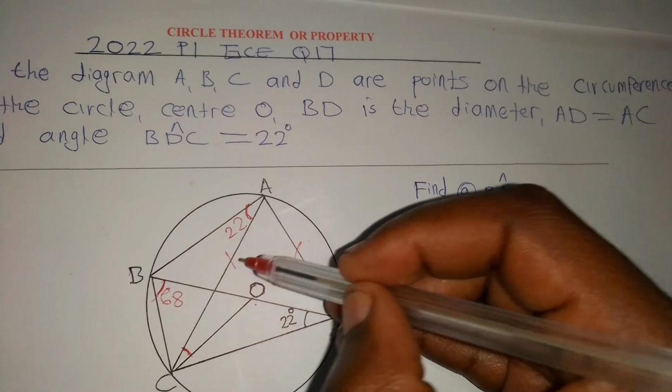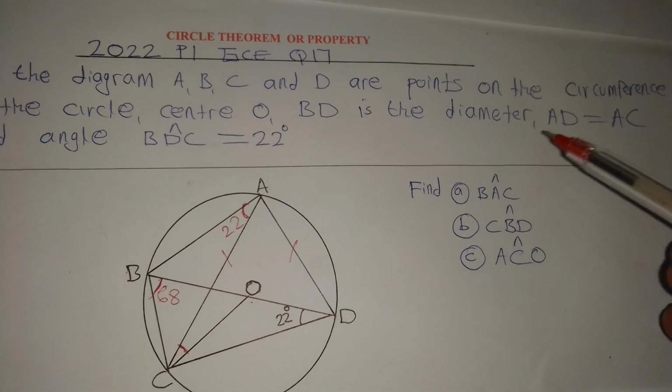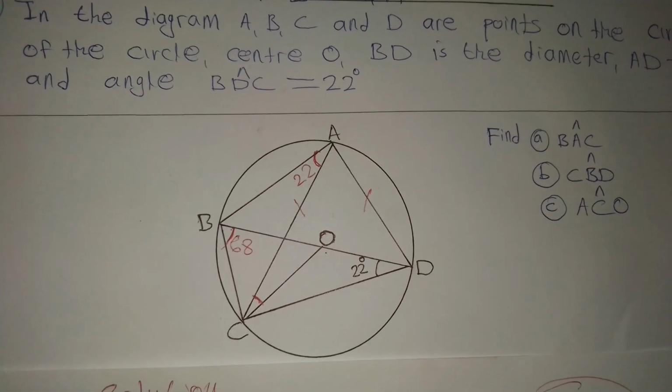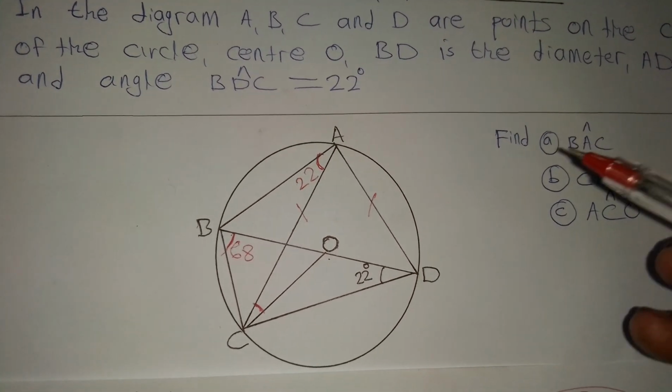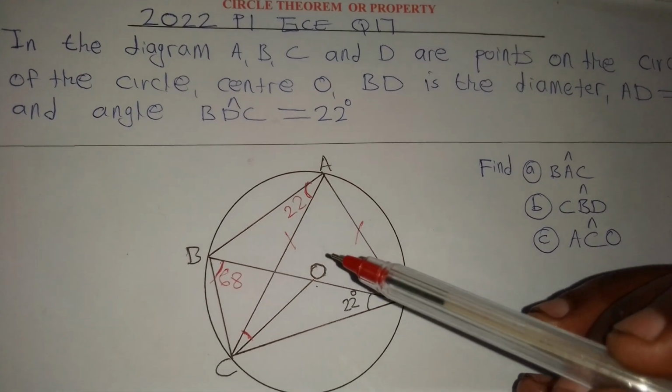Actually, on the diagram, these angles were already there, or you can just interpret. When you look at the paper, they are there. So now, when they put these two things, I've said they were already there.